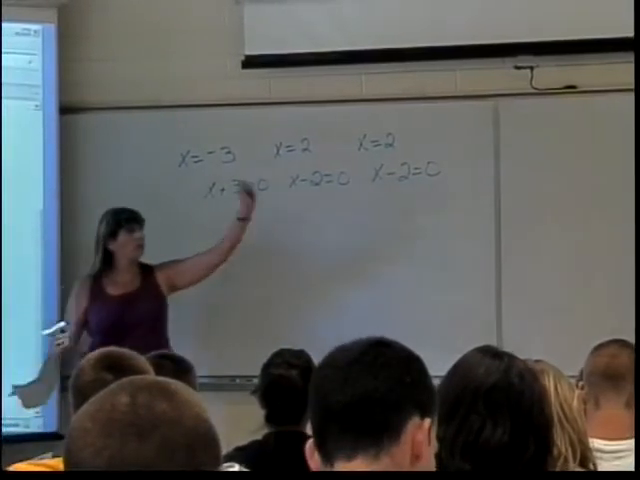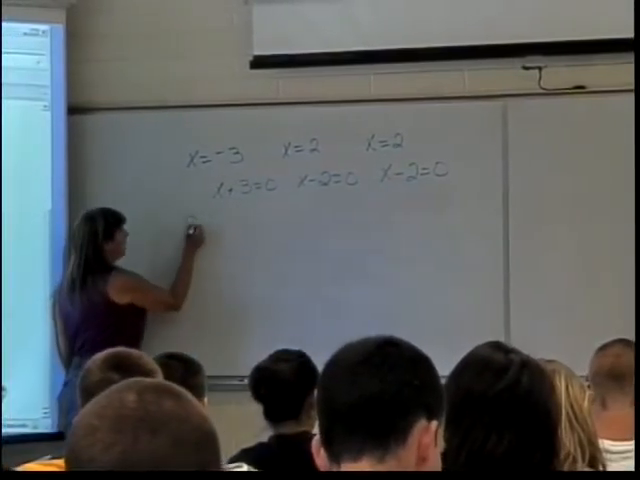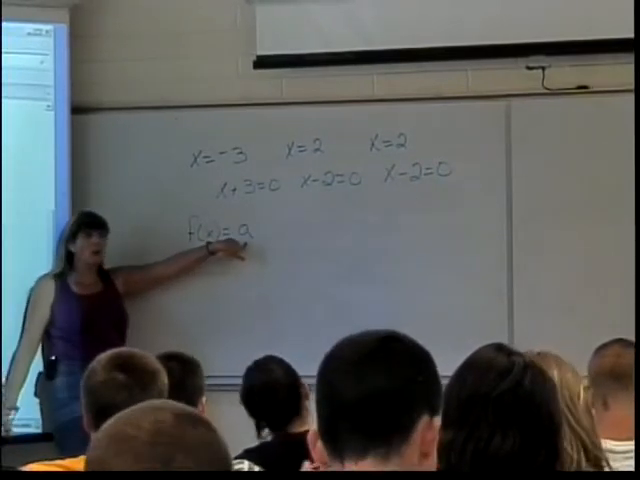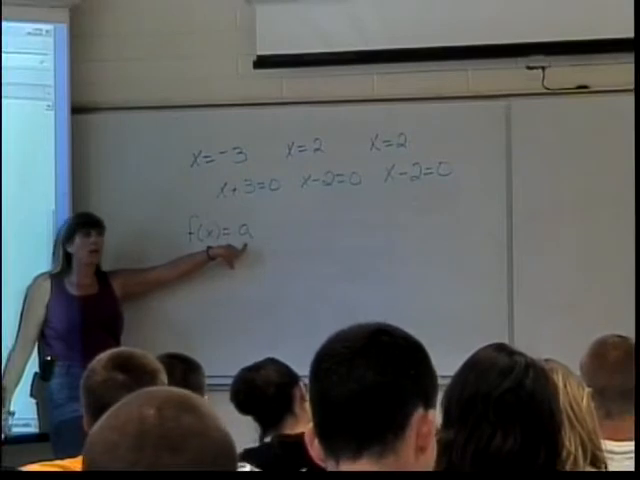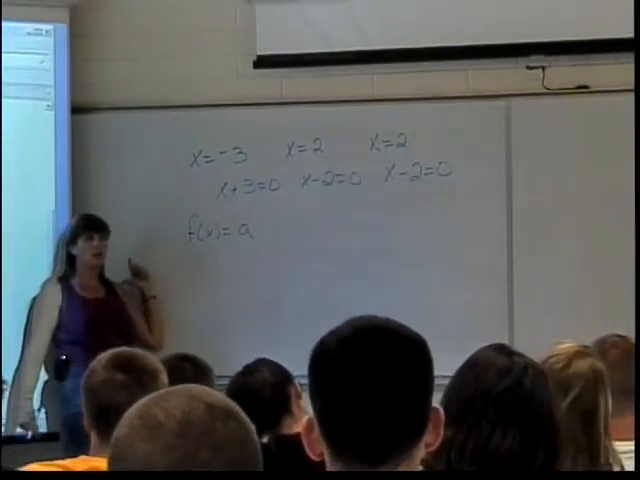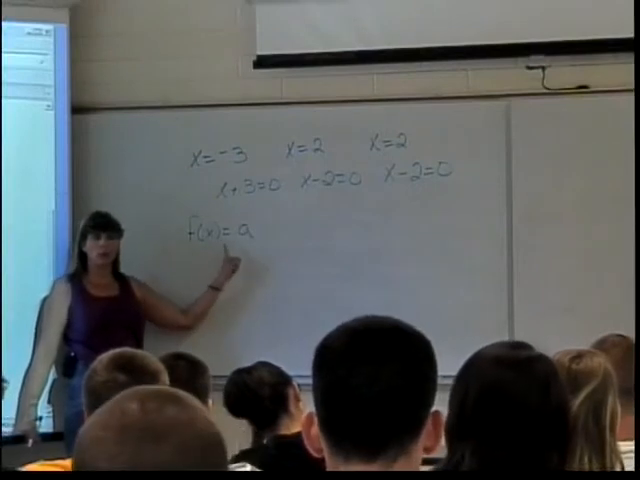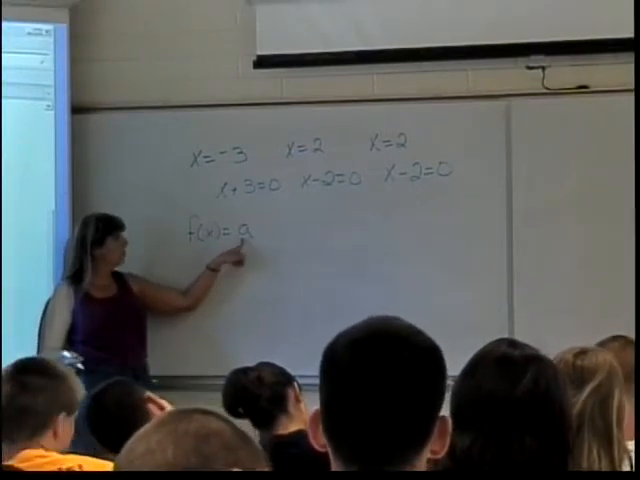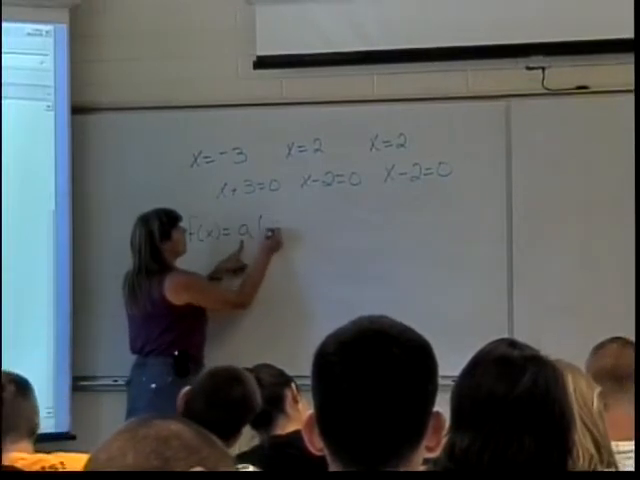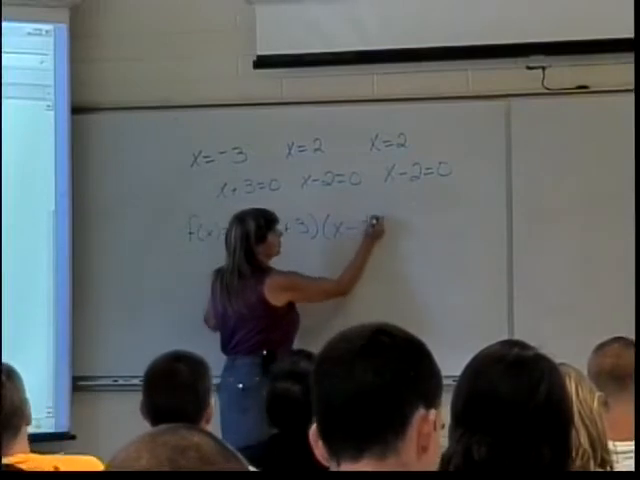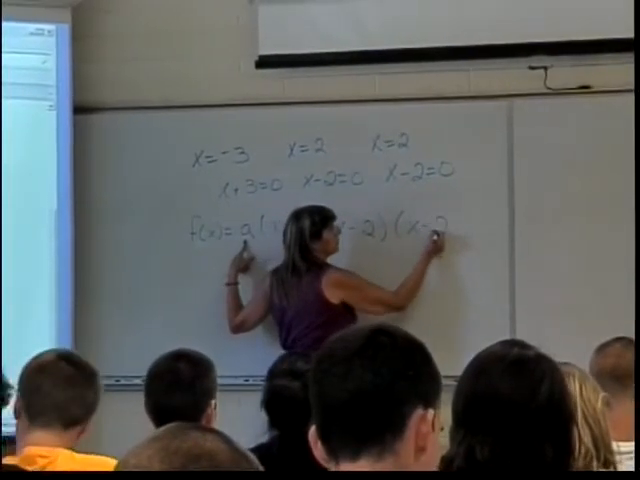Now I put them together and multiply them. Say, okay, I'm ready. Here's my polynomial. I always throw in an a when I start my multiplying, because in the process of finding the zeros, I could have divided out a number which would have been my leading coefficient and lost that information. So I put it back in here. So I'll have a times x plus 3 times x minus 2 times x minus 2.